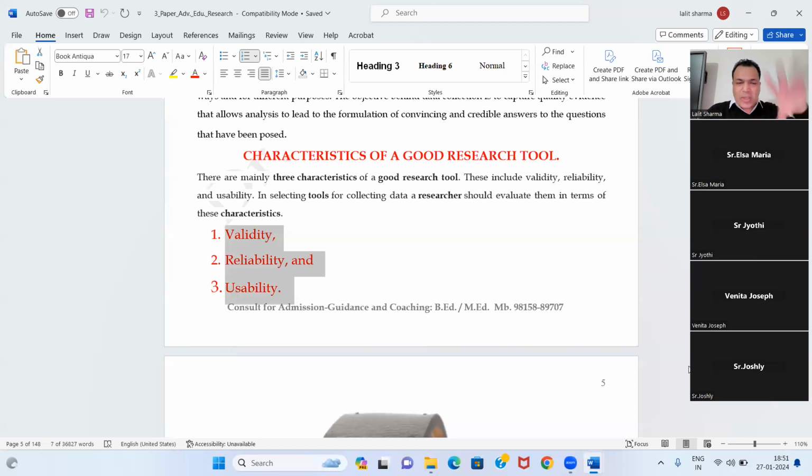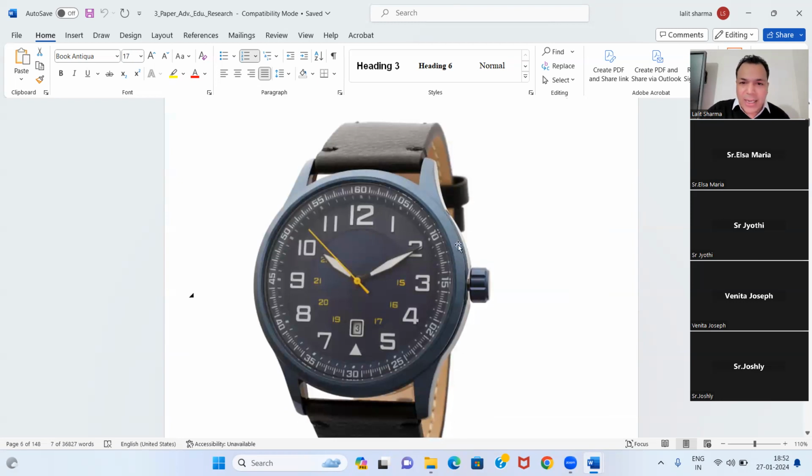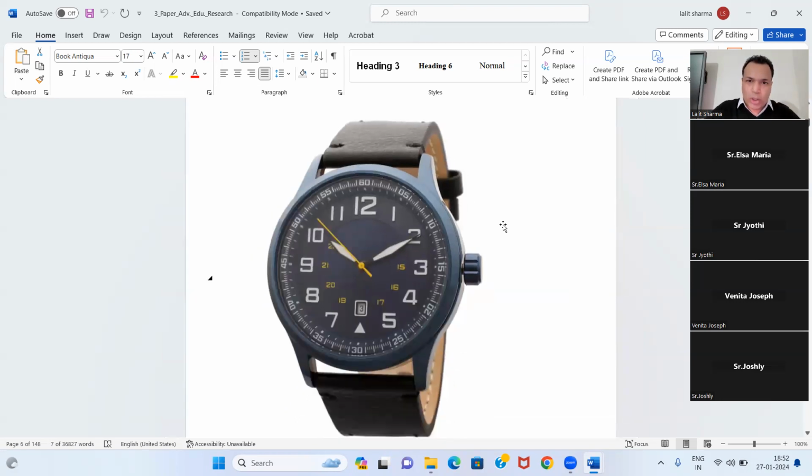Now the question is, you should know about reliability and validity. Once reliability and validity are clear in your mind, you can write easily. If the concept is not clear, you can't write. Even in English, you cannot write the meaning of reliability and validity wrongly. In a technical way, in research terminology, you have to learn the meaning and difference between reliability and validity. So I will explain reliability and validity with the help of this watch.